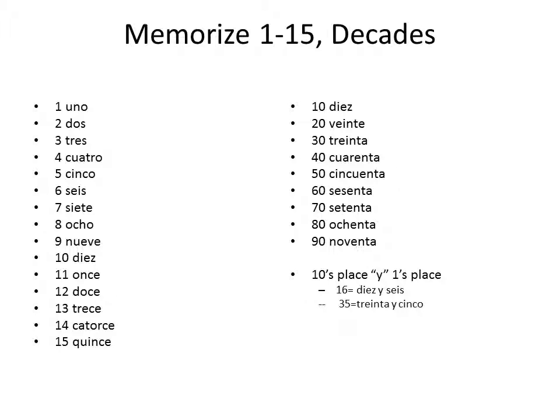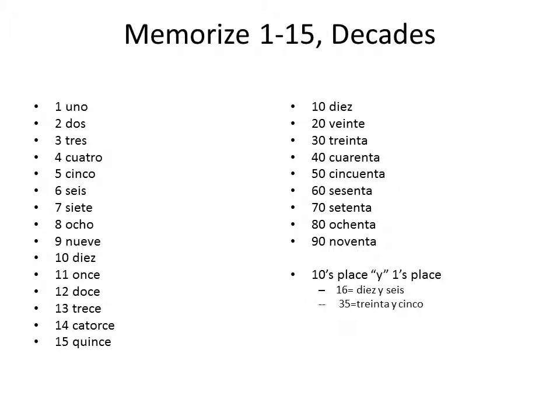So when we're saying a number with two places, 2 digits, we say the tens place, then we say y, meaning and, and then the ones place. So for example, the number 16, in the tens place we have a 1, which represents the number 10, y. In the ones place, we have the number 6. So the number 16 in Spanish is 10 y 6.